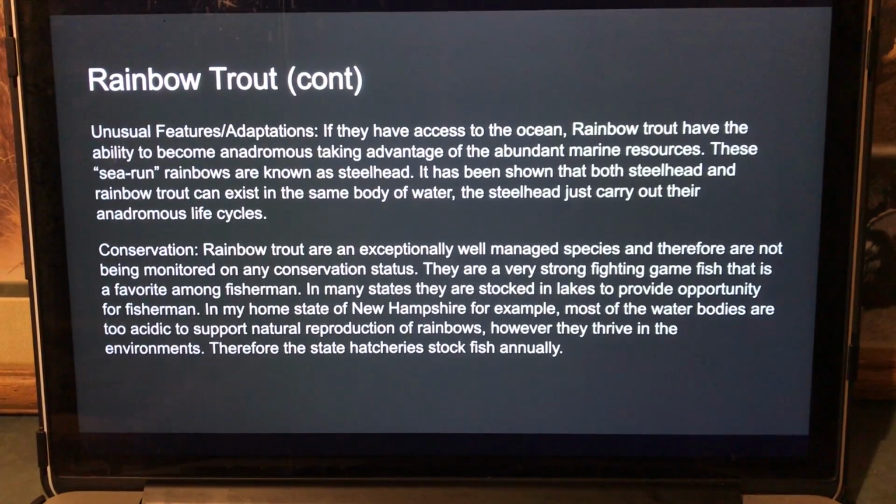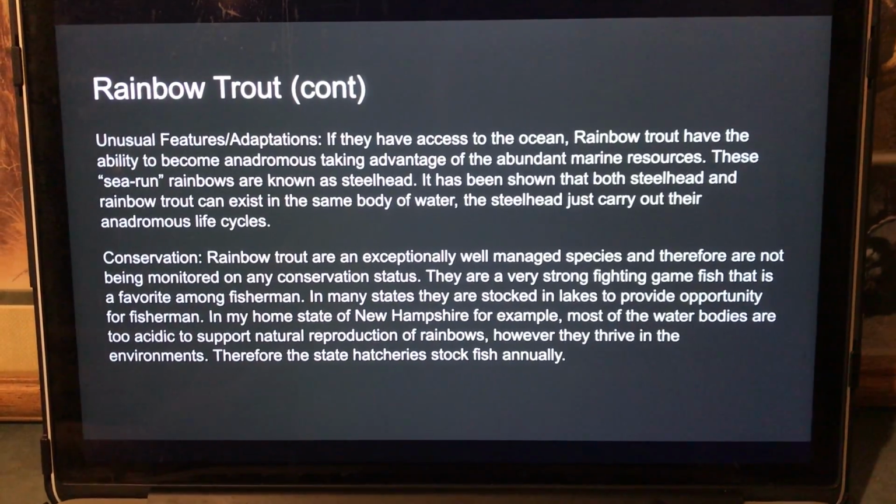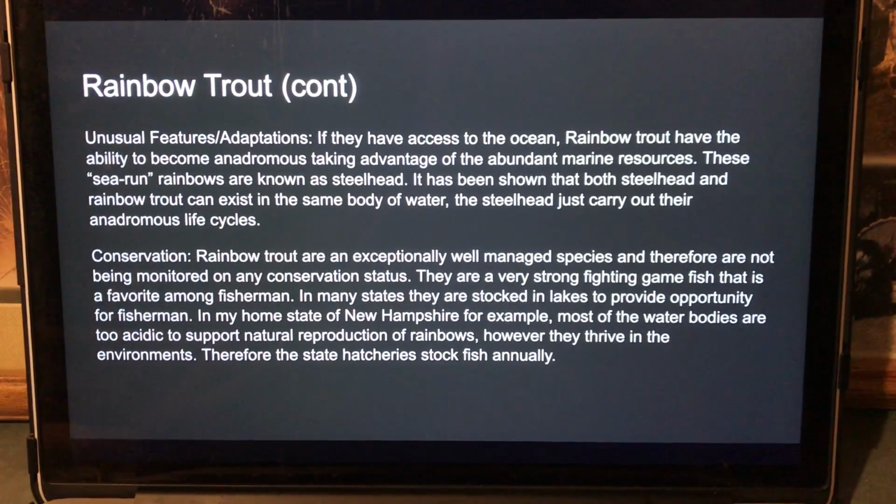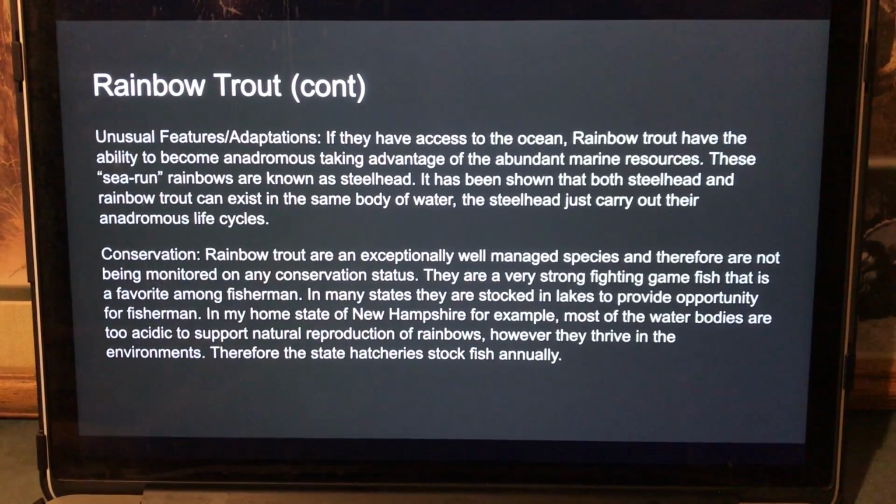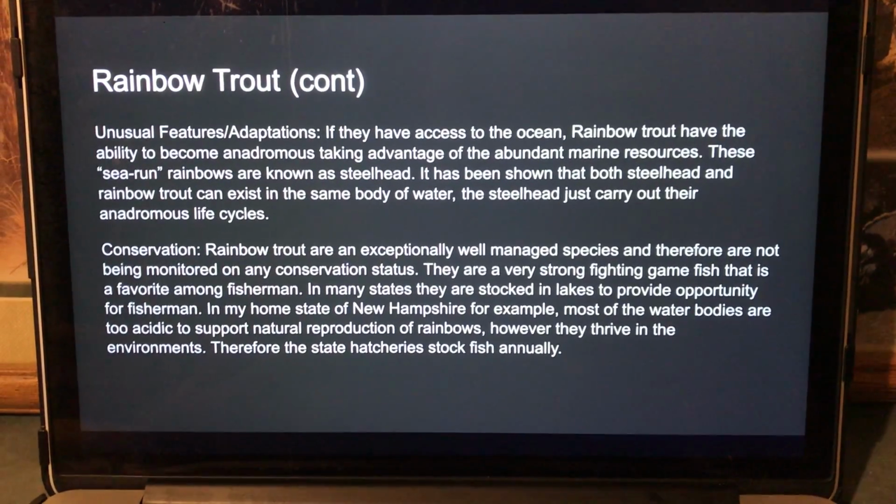And in my home state of New Hampshire, for example, most of the water bodies are too acidic to support natural reproduction of rainbows. However, they thrive in the environment, so therefore the state hatcheries stock fish annually.